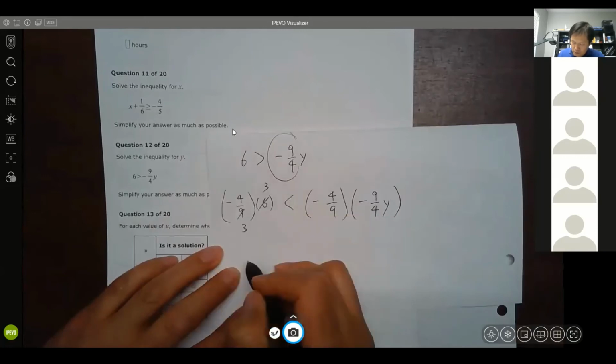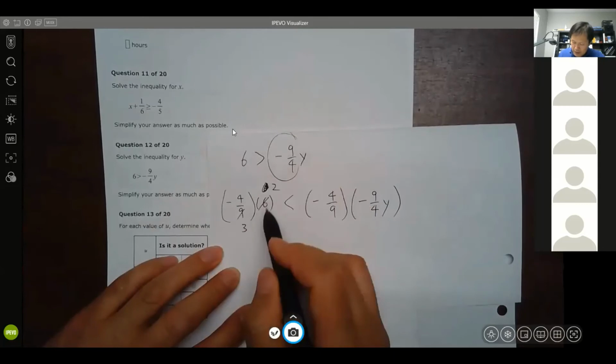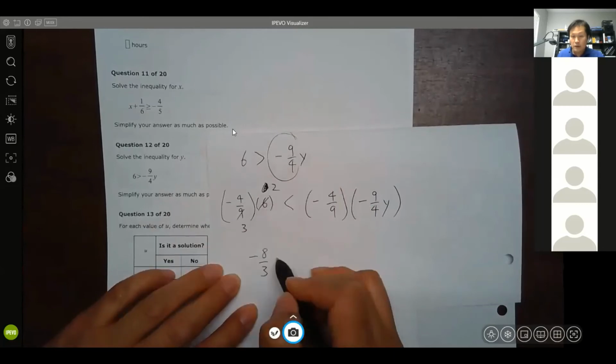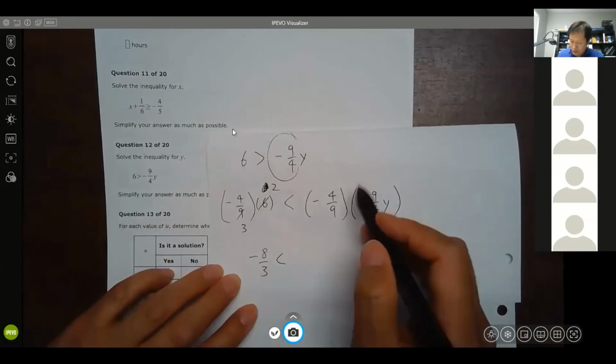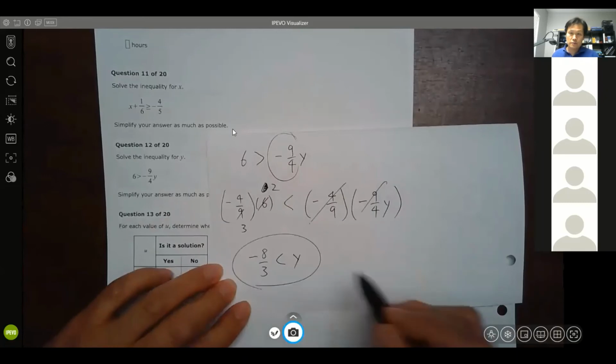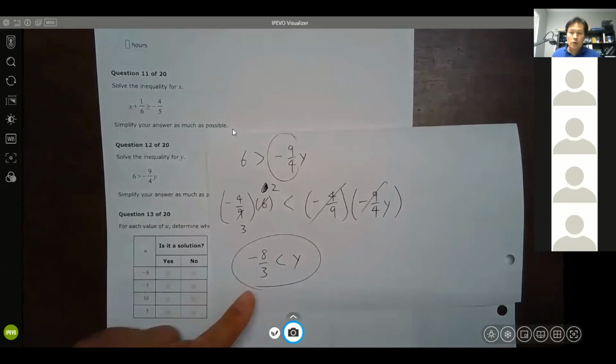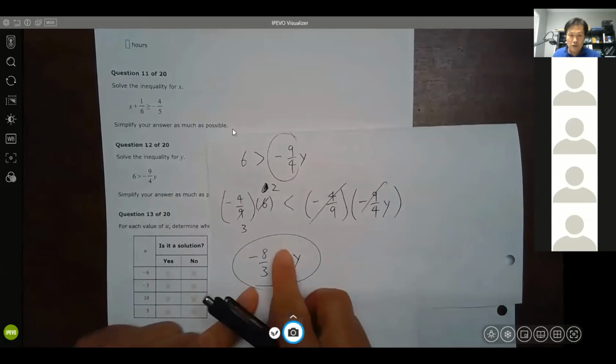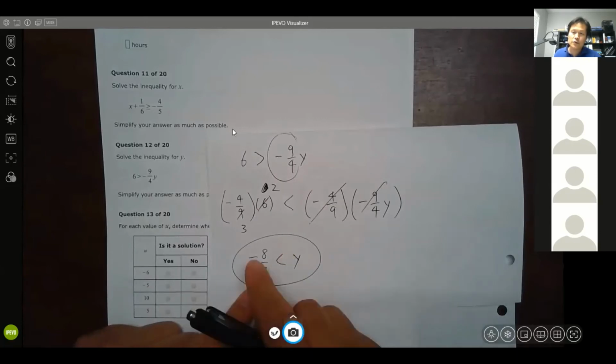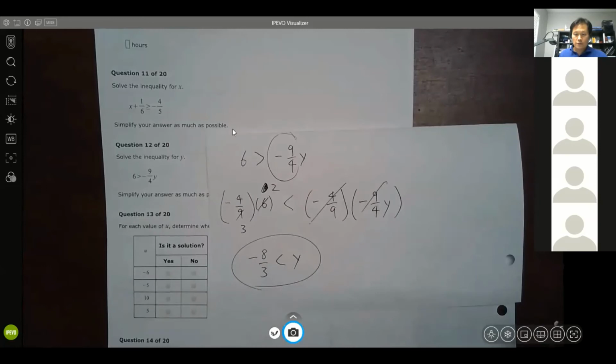So, no, that should be 2. So minus 8/3. This whole thing cancels out. Final answer. So many of my students leave the inequality mouth open to the left and they screw up the whole thing. So be careful with that.